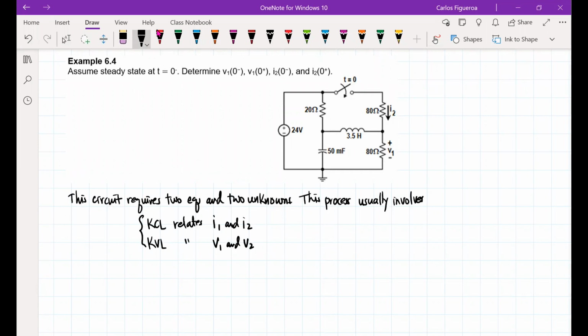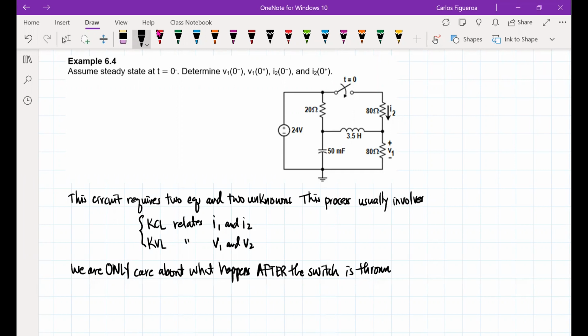As usual, we only care about what happens after the switch is thrown at t equal to 0 plus.